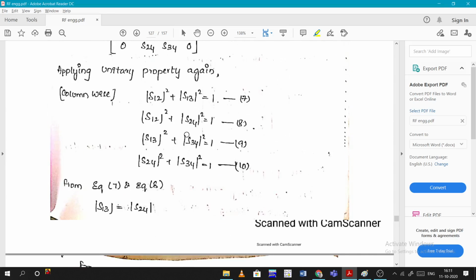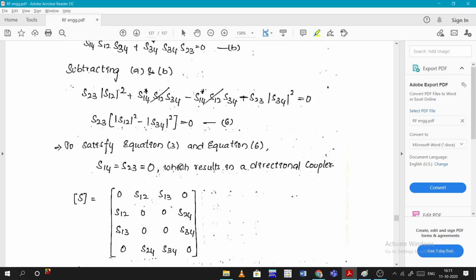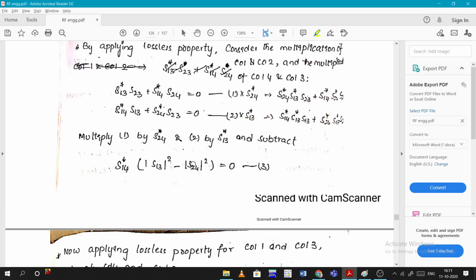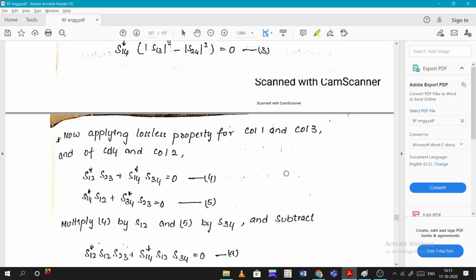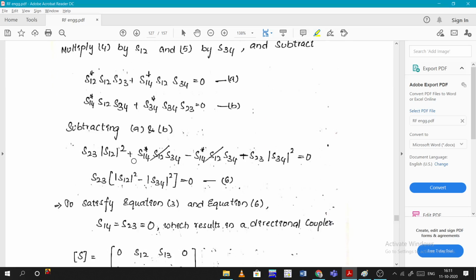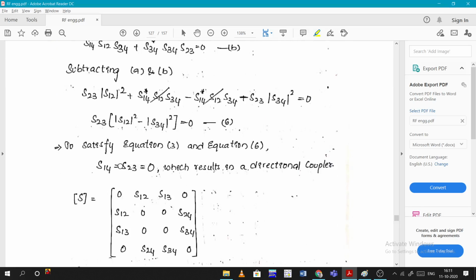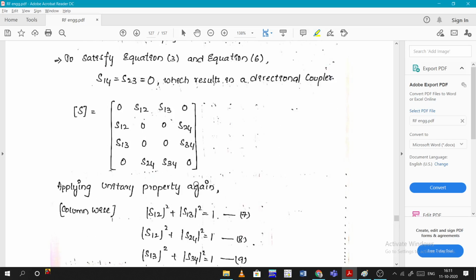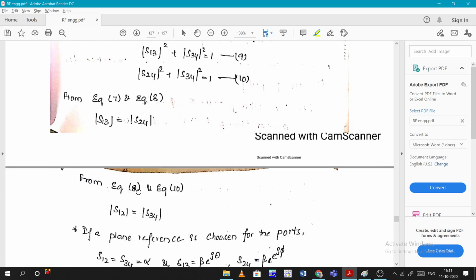Let's see the derivation part here. So we got like this. Now applying the lossless property for column 1, and substituting, we got a matrix like 0, S12, S13, 0, S12, 0, 0, S24. Now applying the unitary property again, what happened?